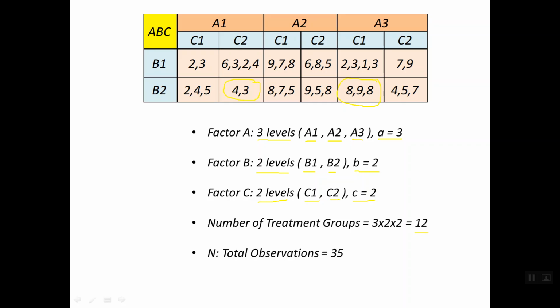Capital N here represents the total observations. If you count the total observations in the 12 groups, you will get 35 observations.